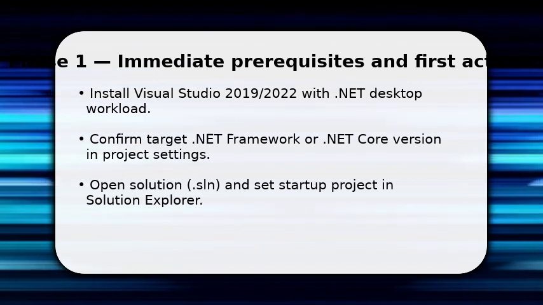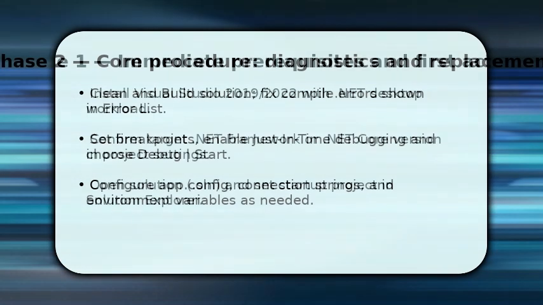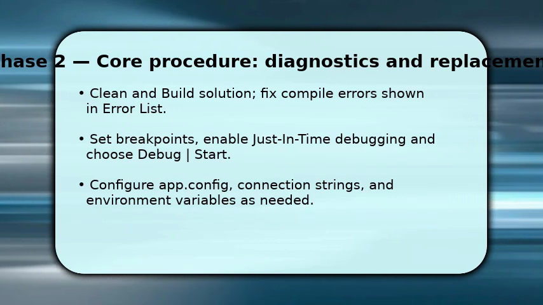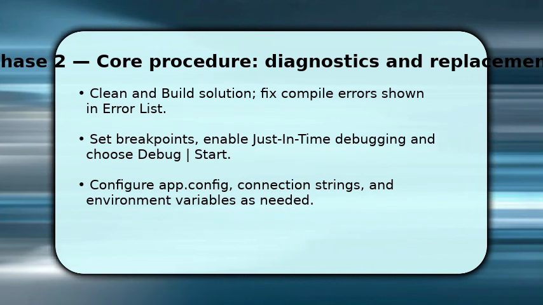Now build the project. Use clean then build to surface compile errors in the error list. Fix any missing references or type issues. Once build succeeds, you can start debugging. Set breakpoints and use Debug > Start or press F5 to run. Use step into and step over to trace execution.